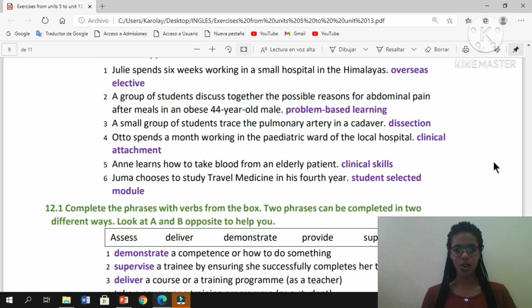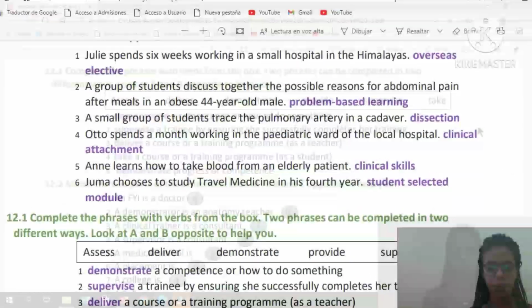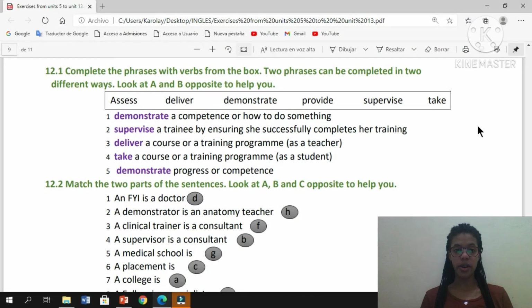Do medical students study travel medicine in this fourth year? The answer is student selective module. Exercise Unit 11. Complete the parts with words from the book. Two parts can be completed in different ways. Look at A and B opposite to help you. Demonstrate a competence or skill to someone.